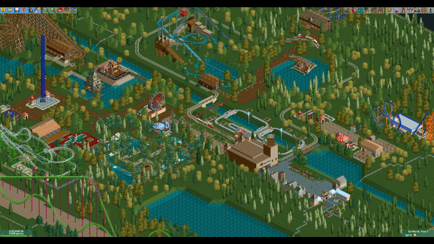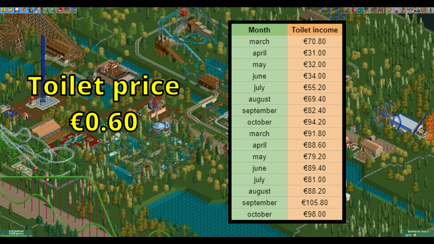You can actually see this in action quite clearly when we charge the highest price of 60 cents. In the first month, all the guests that already have a high toilet value go, making us a lot of money. After that it goes down drastically as very few guests have a high enough toilet value. A few months later, the toilet value income picks up again, as guests now do have a high enough toilet value to pay the 60 cents.